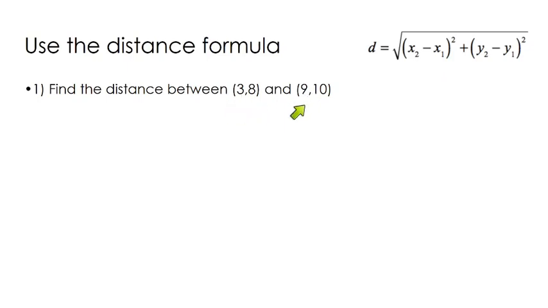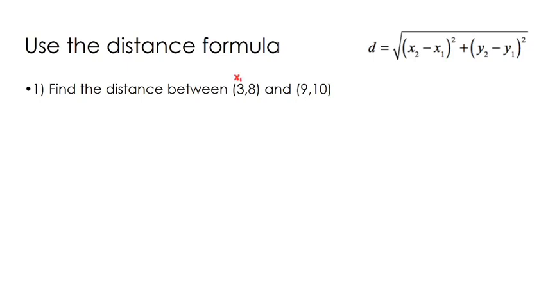So we have 2 points shown here. We have 3, 8, and 9, 10. And I intentionally, on this first one, just want to use all positives so we can see really easily how these numbers fit into the formula and how to use the formula. In our next example, we'll use some negatives because it's really easy to make sign errors here.